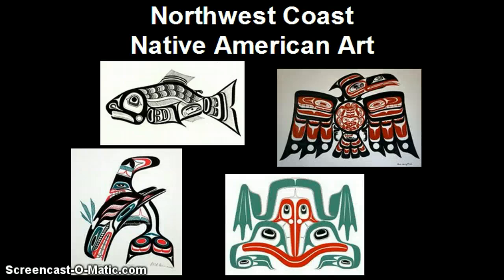Notice too that the colors that the Northwest Coast artists use are generally black and white. You see lots of black and white. And then sometimes they add in the color red. Occasionally you'll see the color blue, or you may see a green color used, but black, red, and white are the colors that are most of the time recognizable in the Northwest Coast art.